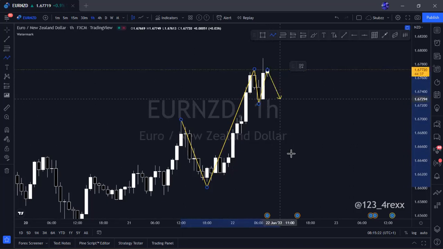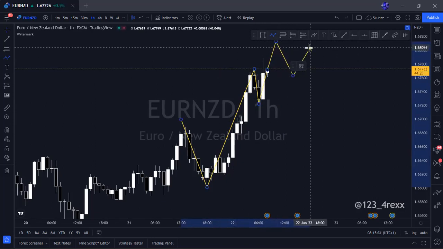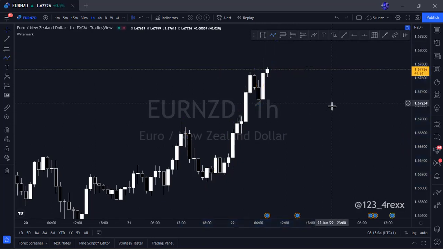We can see something like a shift in market structure, or we can just see that continuation. But once you see a clear break of structure, then you can wait for the retest. So that's how we're looking at it.